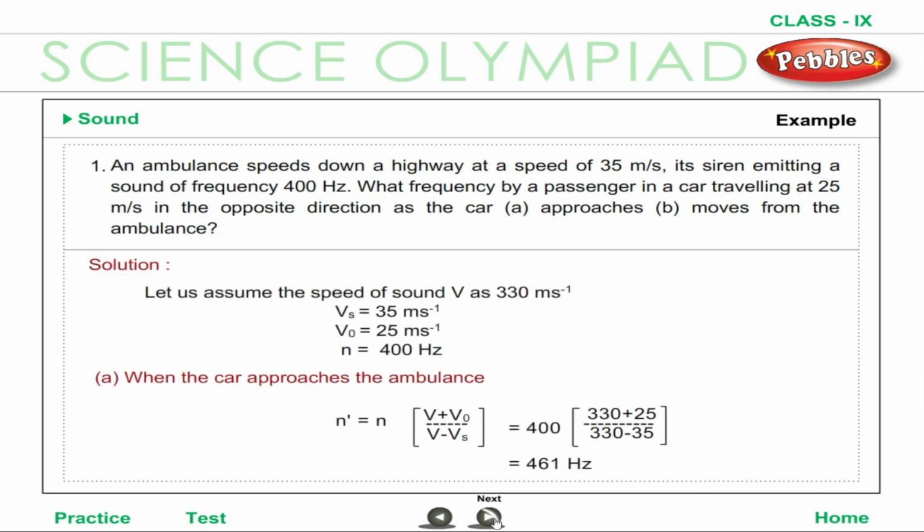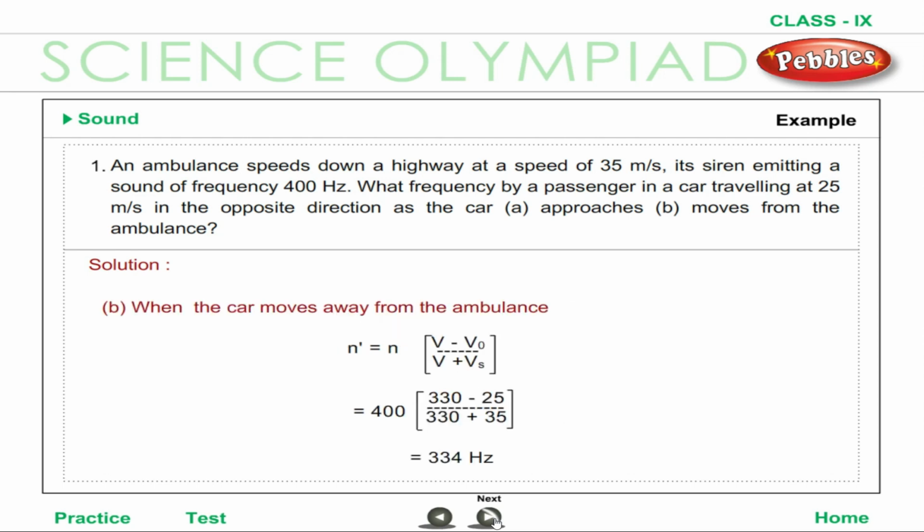Solution: let us assume the speed of sound V as 330 ms^-1. Vs is equal to 35 ms^-1. Vo is equal to 25 ms^-1. N is equal to 400 Hz. When the car approaches the ambulance, N' is equal to N times (V plus Vo) by (V minus Vs), which is equal to 400 times (330 plus 25) by (330 minus 35), which is equal to 461 Hz.